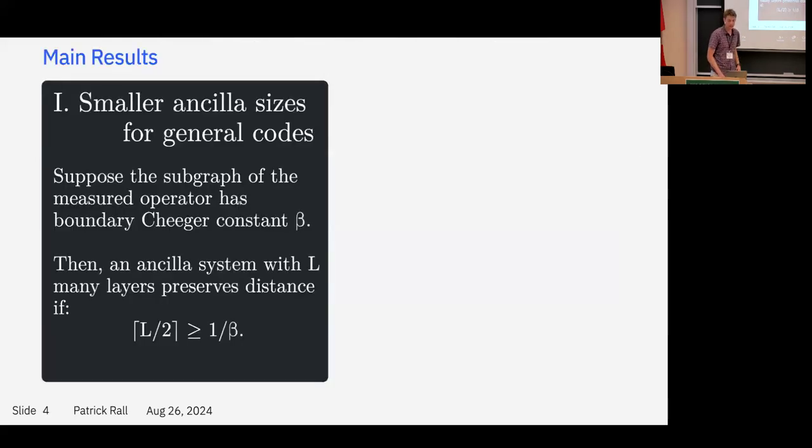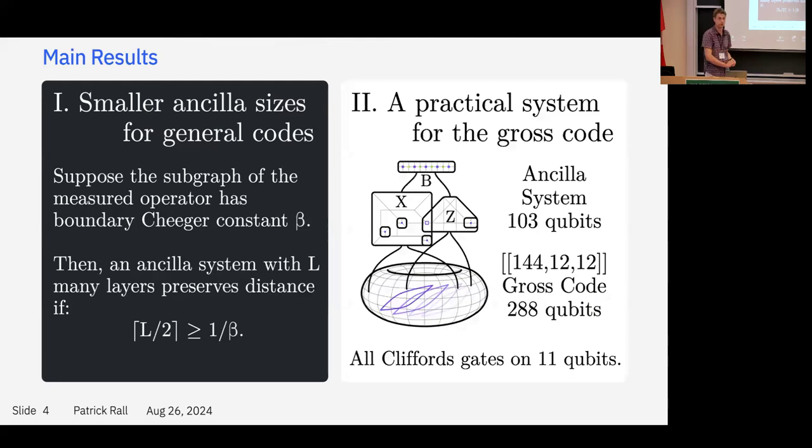And if that subgraph has a large boundary tier constant, so has good expansion properties, that gives me a bound on how many layers of this ancilla system I need in order to achieve fault tolerance. So that's our main theoretical result. And then, of course, we apply this to the gross code.